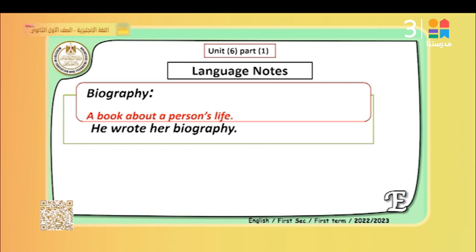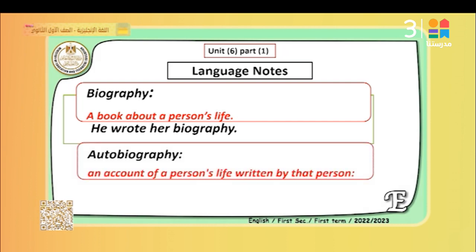Now we have the word biography and autobiography. What is the difference between biography and autobiography? As I told you before, biography is a book about a person's life. So we can say, he wrote her biography. A writer wrote the famous woman's biography. What about autobiography? It's the same, but it's something a person writes about his own life. So when a person writes about his own life, it's called autobiography.